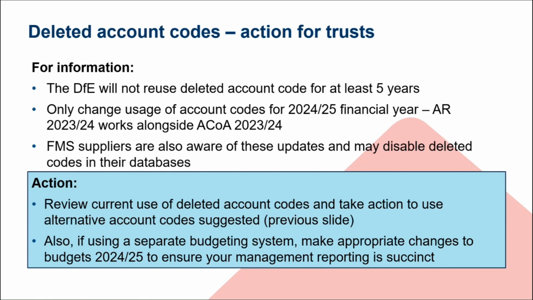And again, it's really important to review whether you're using any of those account codes which are going to be deleted, and take action to use an alternative account code. And if you're using a separate budgeting system that has the Academy chart of accounts, use the same criteria as for your general ledger account codes, and move that reporting.